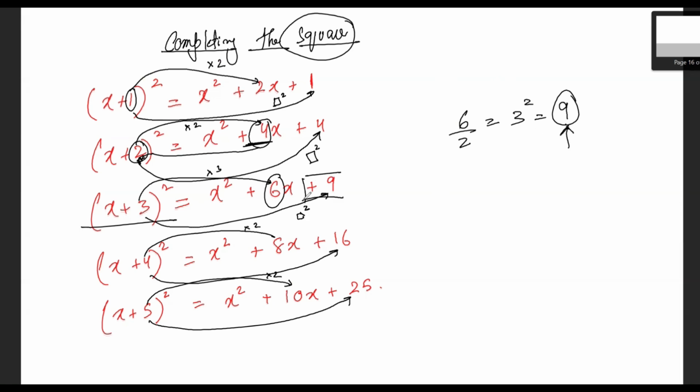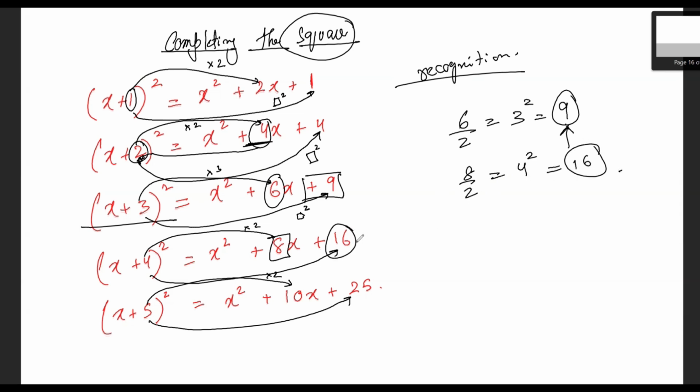If it's already there, it's completed. If not, then it's not completed. So recognition is done. That's how you recognize it: you divide the middle term by 2. For example, this is 8x. So I divide 8 by 2, which is 4, and then I square it to get 16. If 16 is there, it means it's completed. If it's not, it is not completed. Making sense or not? Yes.